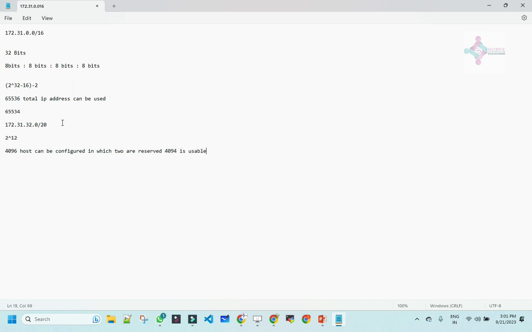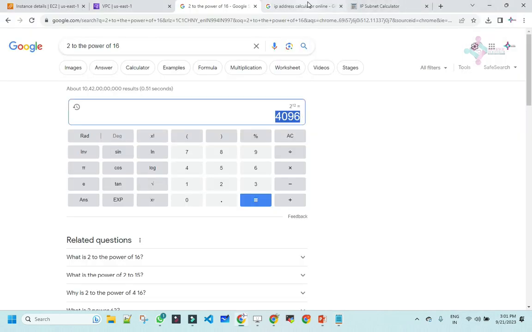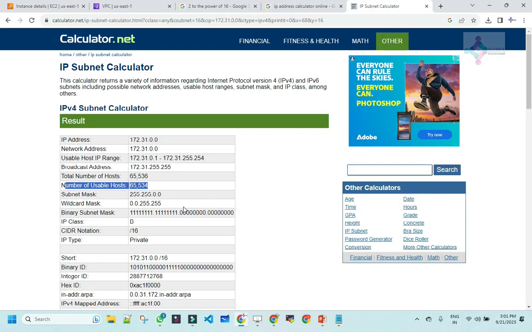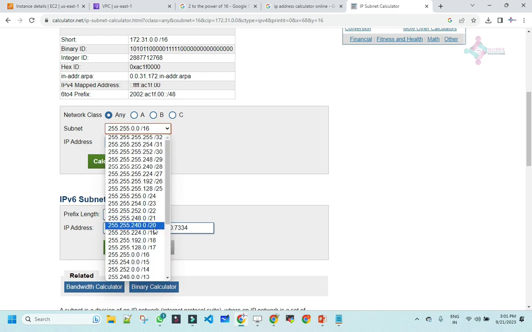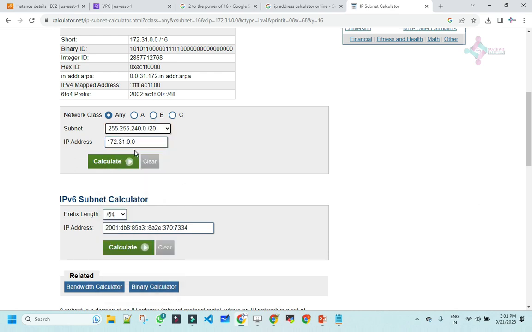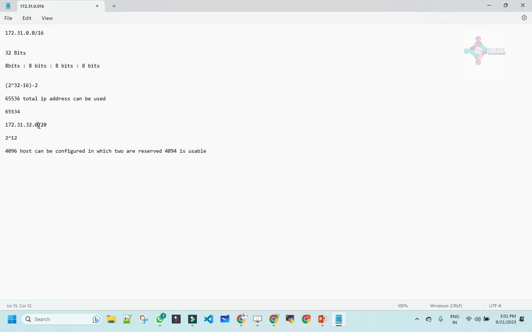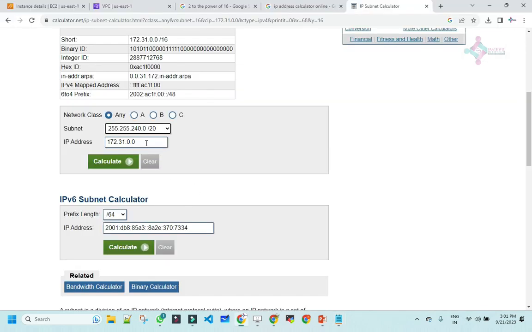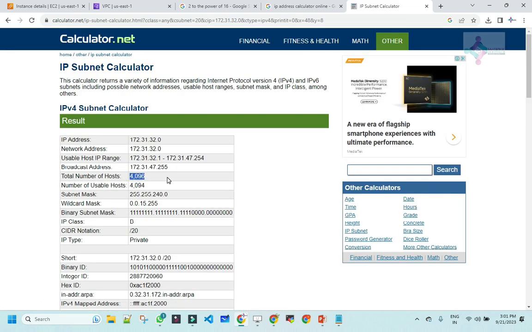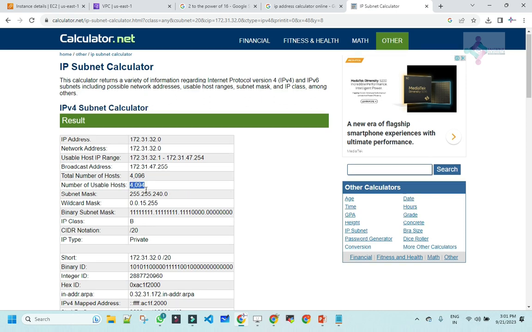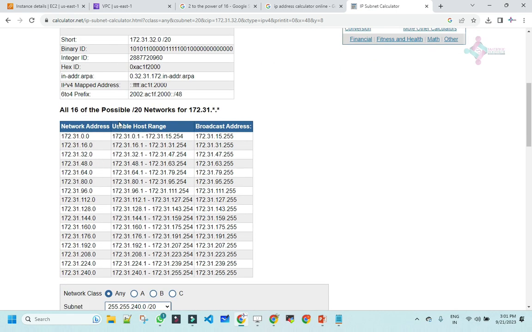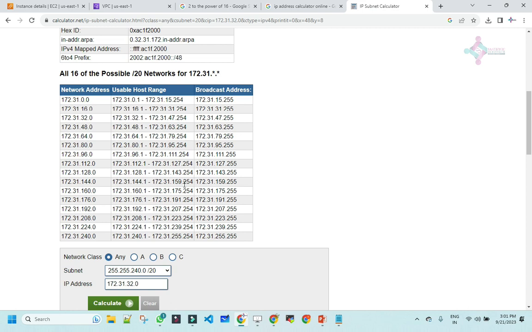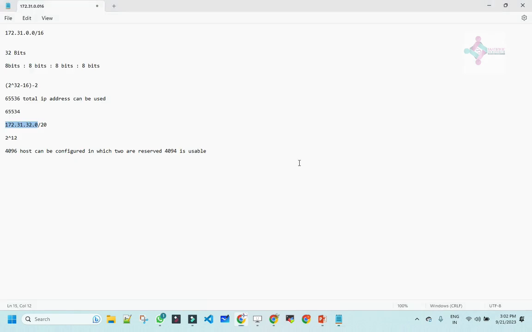Let us check the same in the IP calculator which we used a few minutes back online. If you select 20 and provide this IP address, you will get 4096 as the total and 4094 as the usable ones, and they have also given the ranges you can use. Okay, great. So I hope you understand what a CIDR block is.